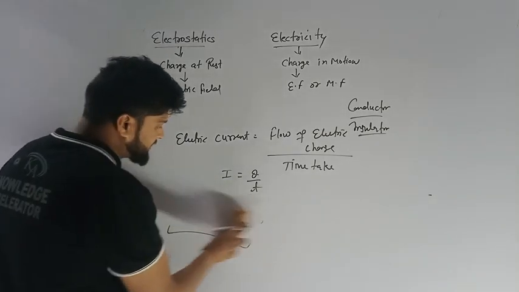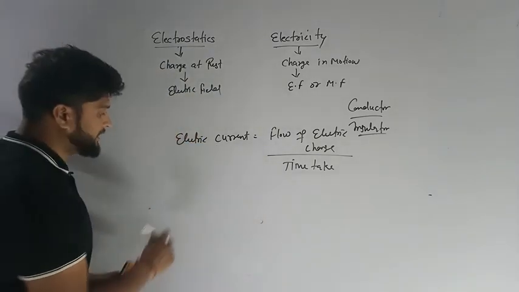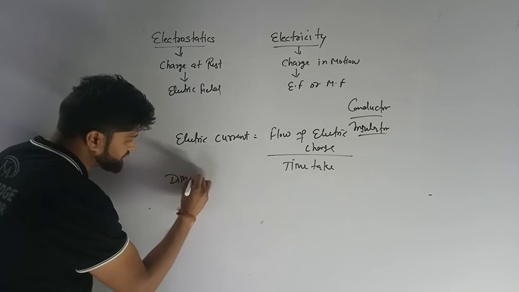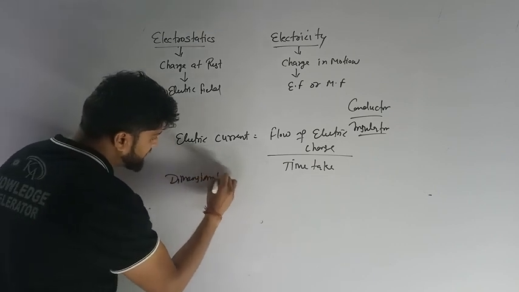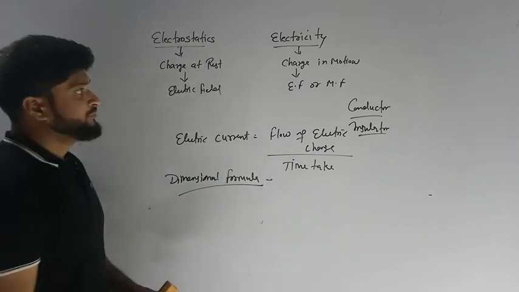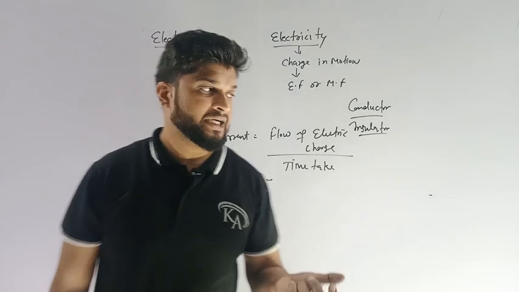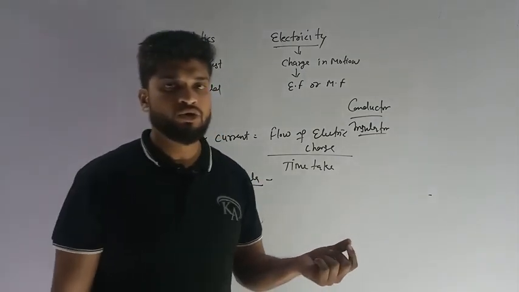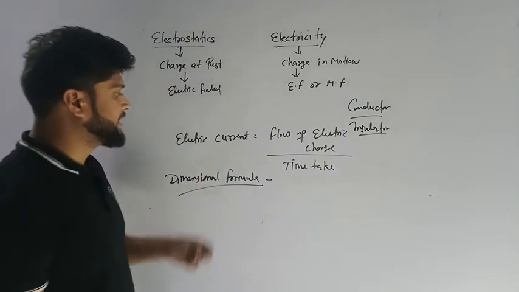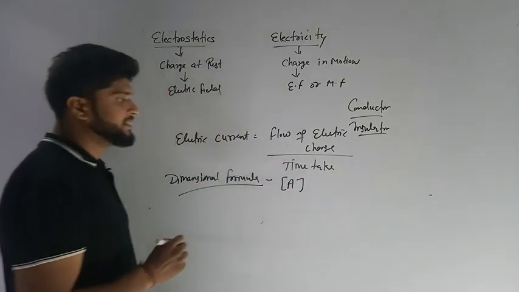Now we will discuss the dimensional formula of electric current. As we know, electric current is a basic or fundamental quantity. So the dimensional formula of electric current is A.